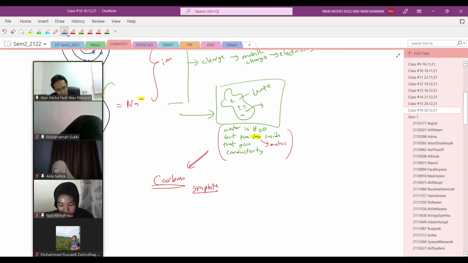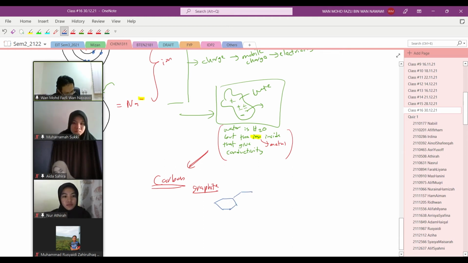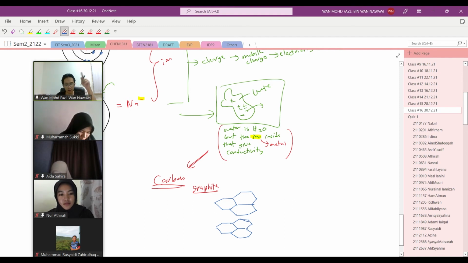graphite, the structure is like a chicken wire, like this. It's like chicken wire like that. So that is graphite. And then there is another chicken wire layer like this. Like chicken wire lah. You know chicken wire? Pagar ayam, it looks like chicken wire.